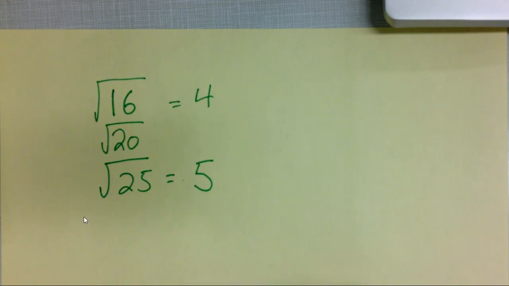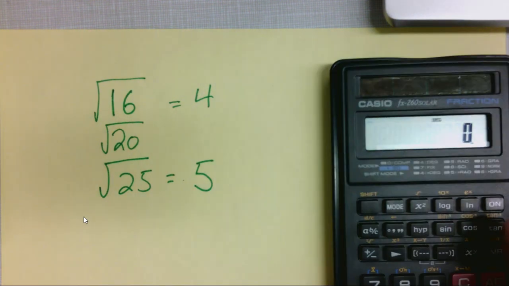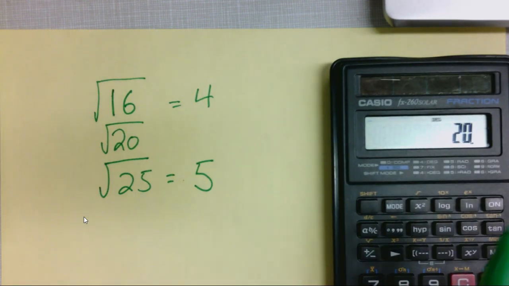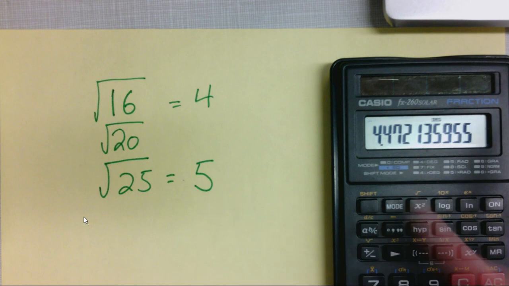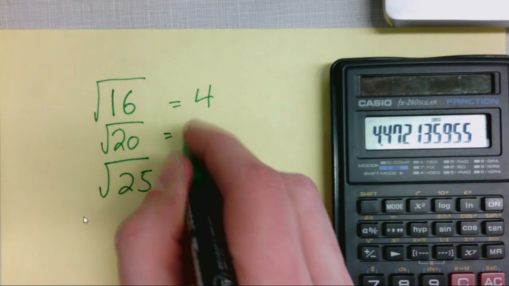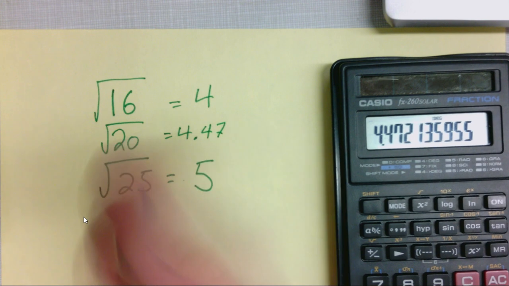4 times 4 is 16, too small. 5 times 5 is 25, too big. So the square root of 20 is what we call an irrational number. The square root of 20 is a decimal that goes on forever and never repeats. 4.47, and then it goes on forever.